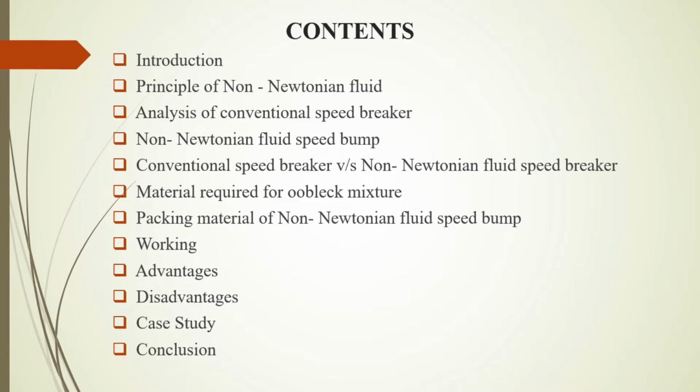This is my table of contents, where we are discussing the speed breaker and principle of non-Newtonian fluid, the conventional speed breakers and non-Newtonian speed breakers, and the difference between the conventional speed breaker versus the non-Newtonian fluid speed breaker, the material required and packing material of the non-Newtonian fluid speed breaker, working, advantages and disadvantages of the non-Newtonian fluid speed breaker. Then the case study, and the last one is the conclusion.